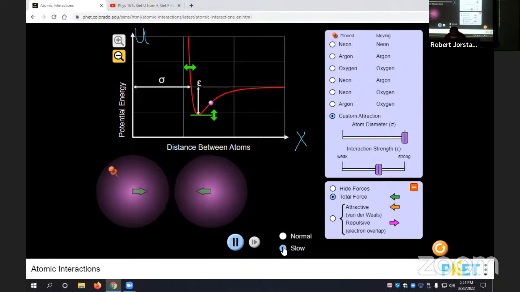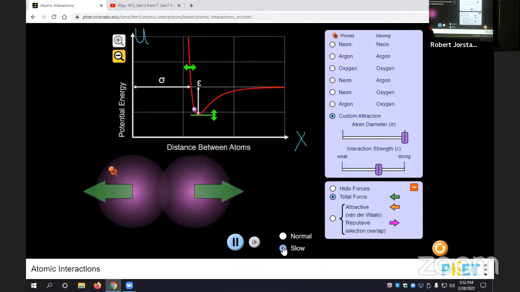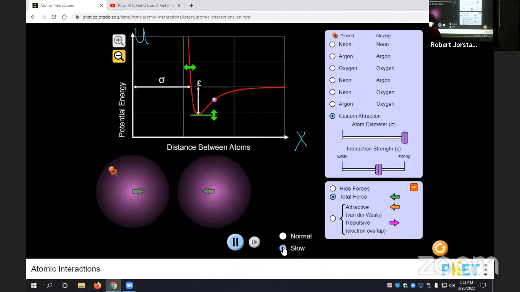So the force is opposite the slope. And remember, the force is only in the X direction. Does everybody agree with that? The way I see it is because this is one dimensional because we're only looking at the X. Correct. X and the U isn't Y. Exactly. U is not Y. So this is not a trajectory plot.